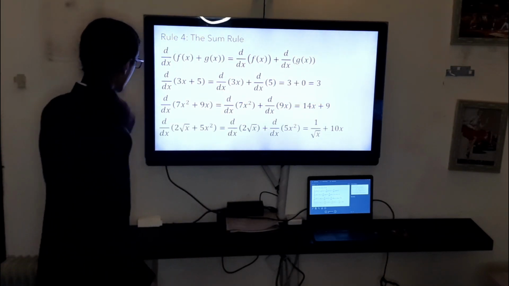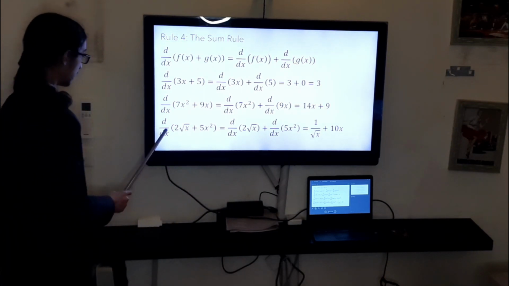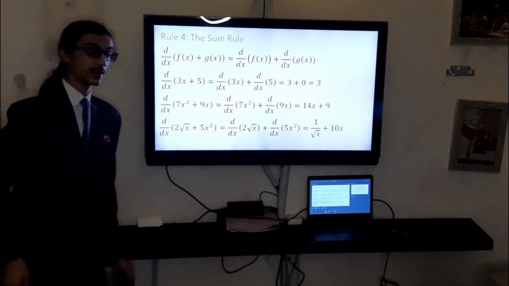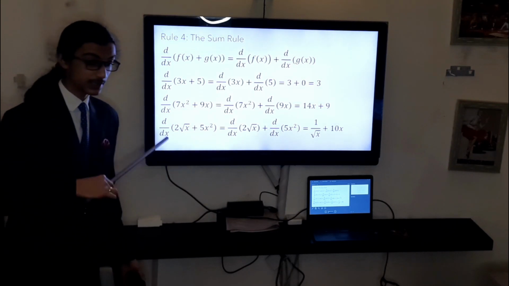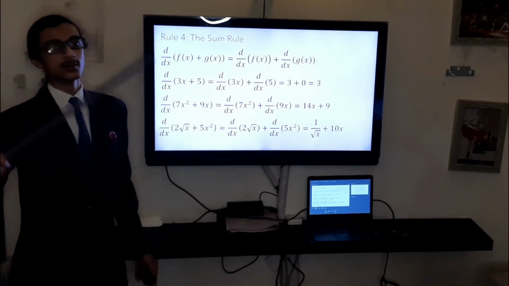Easy as that. Final one, derivative of 2 root x plus 5x squared, right? Now imagine taking the derivative of this with the limit, right?